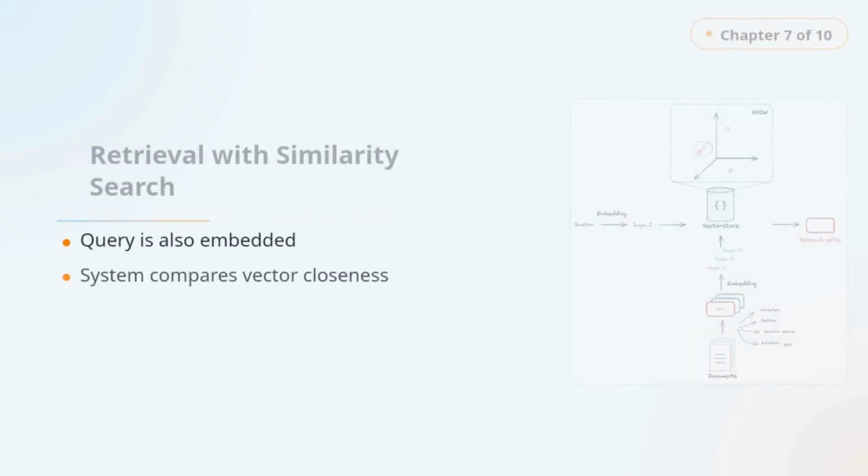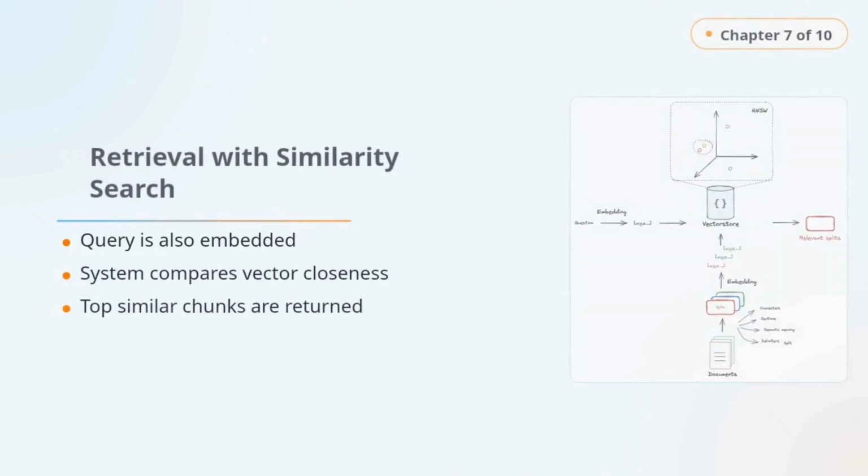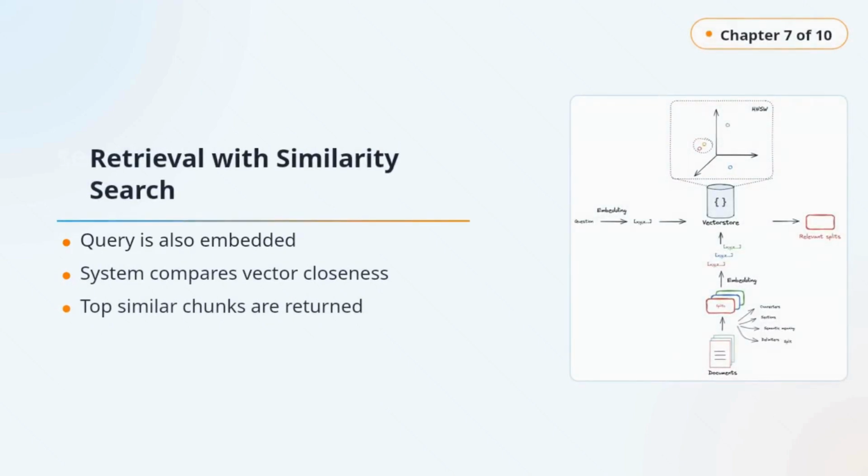When a user asks a question, the query is also turned into an embedding. Then the vector database compares that query vector with stored chunk vectors and returns the closest matches. This is often done using methods like KNN, HNSW, or tools like FAISS for efficient large-scale search. The important point is simple: retrieval is based on semantic similarity, not just keyword overlap.